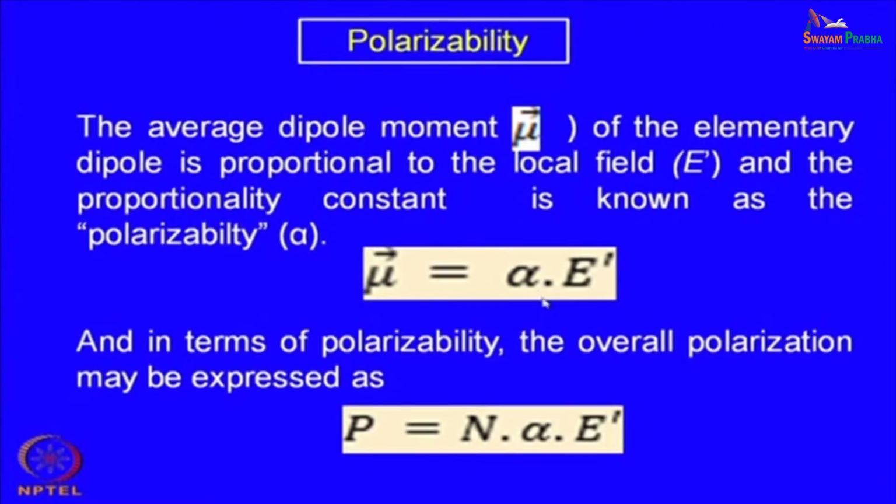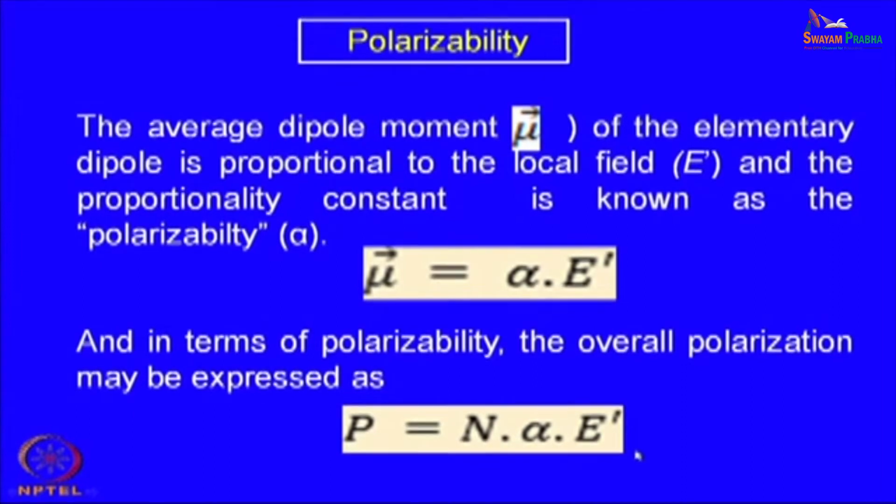Okay. And the proportionality constant is the polarizability, and it gives an idea how easily or with what difficulty a particular material can be polarized. So, it is once again a material parameter. And in terms of the polarizability, the overall polarization may be expressed as P equal to n alpha E prime. So, once again it is the polarization, the total dipole moment.